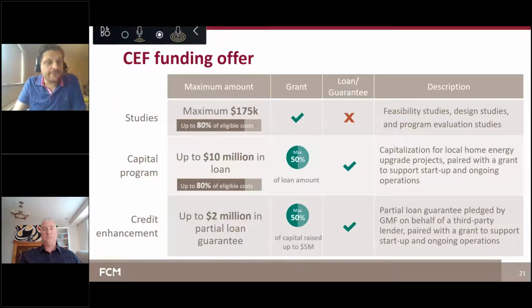So as far as the CEF funding offer is concerned, we support three things. Studies are eligible for a grant of up to $175,000, covering up to 80% of eligible costs. And I'll describe our study stream. It's actually a really exciting time for us at the Green Municipal Fund, as tomorrow we will be launching our studies stream. We also support capital programs where there's two funding options depending on the delivery model.